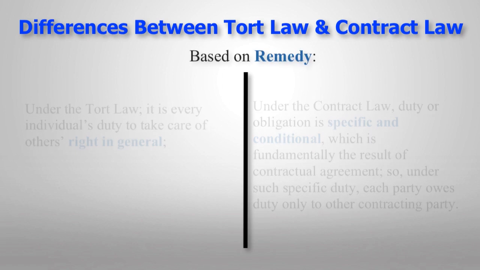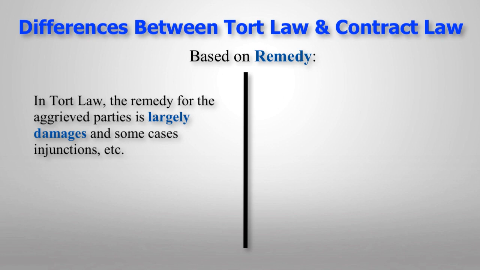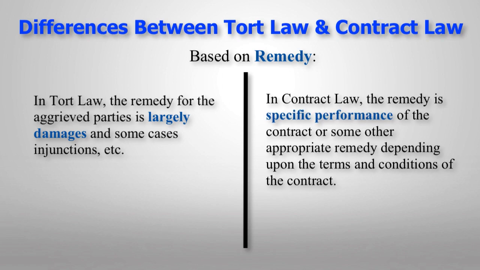Third one is based on remedy. What are the remedies available under tort and what are the remedies available under contract? In tort law, the remedy for the aggrieved parties is largely damages and in some cases injunction, etc. You understood this point because you know the meaning of damages. If you lost or were injured, then you have the right to claim damages. On the other hand, in contract law, the remedy is specific performance of the contract or some other appropriate remedy depending upon the terms and conditions of the contract.